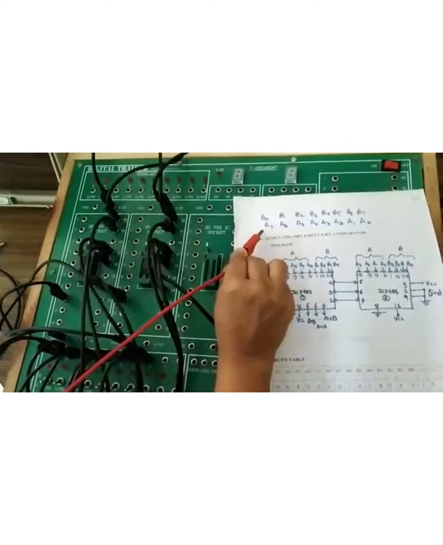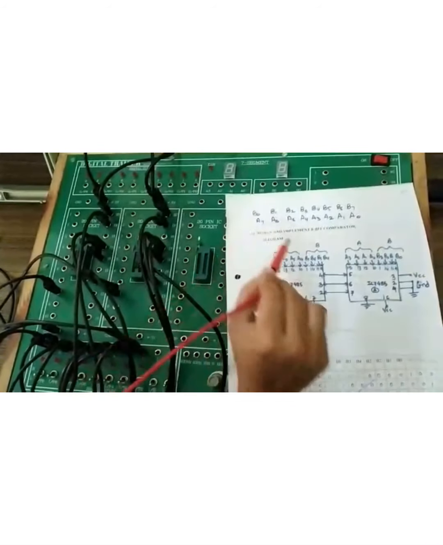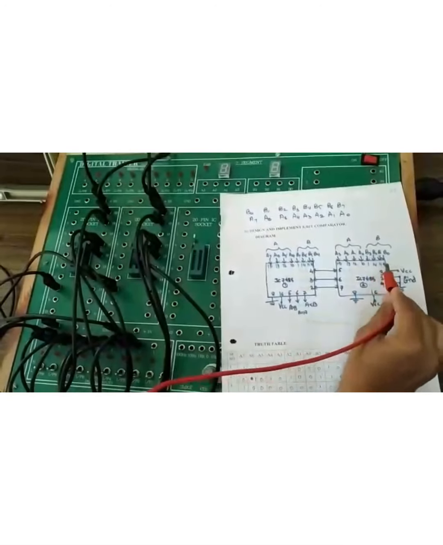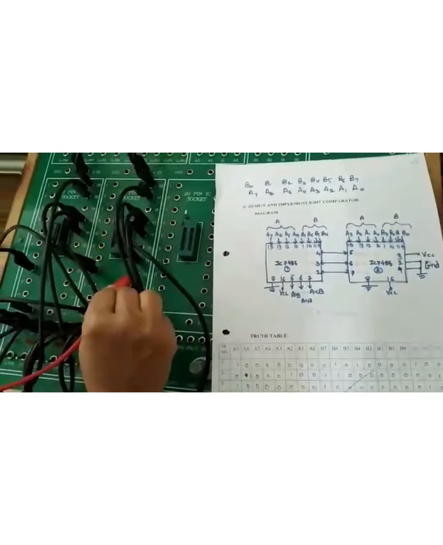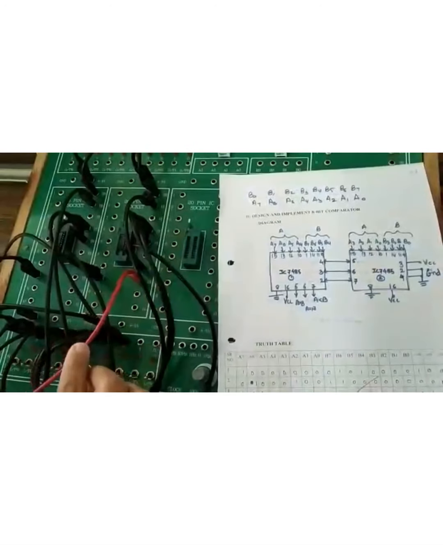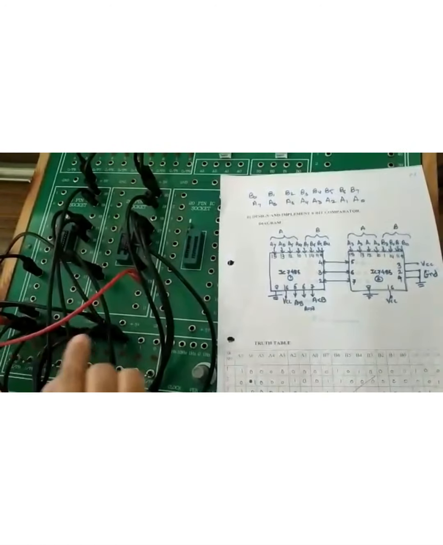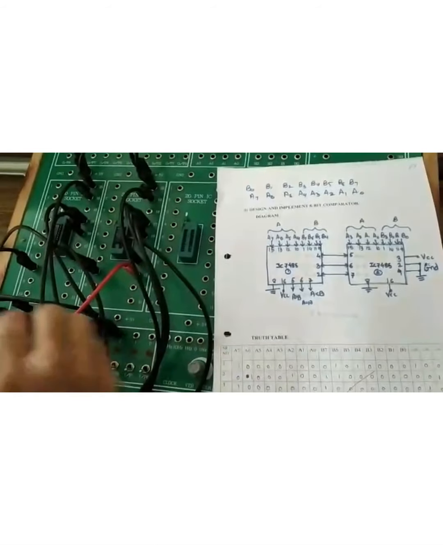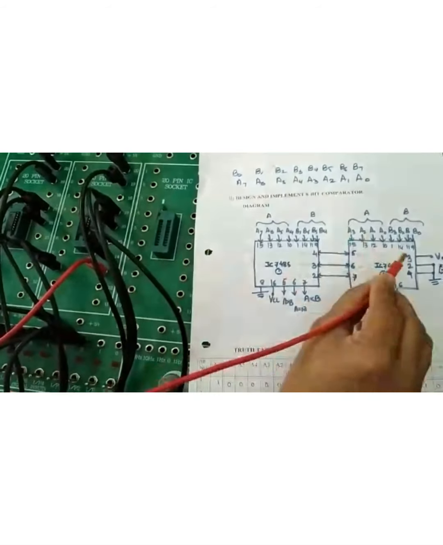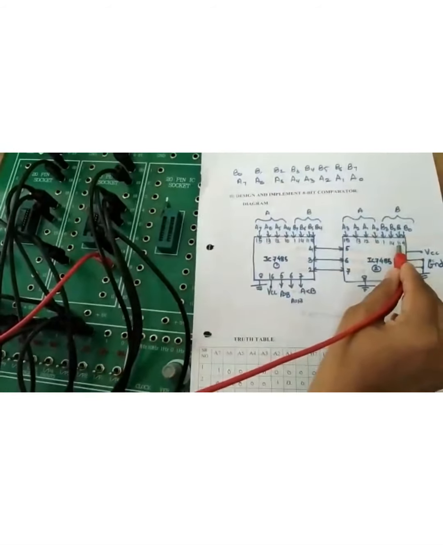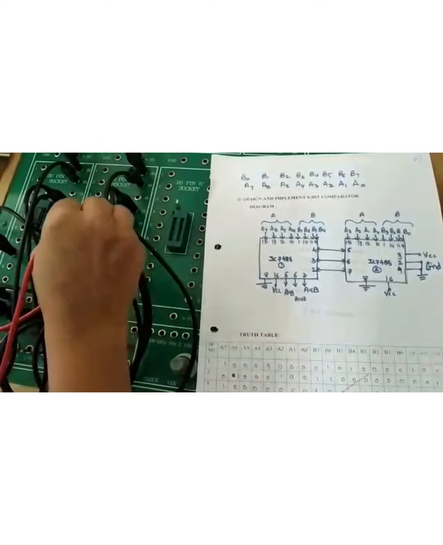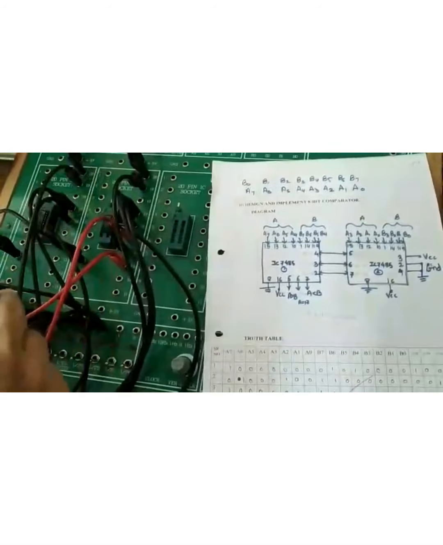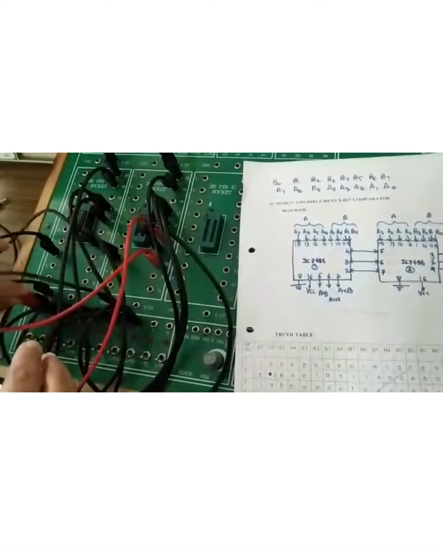Then pin number 1. According to this diagram, I have to overlap the B0 pin on A7. So B0, where is my B0? On the second IC, that is pin number 9. So my second IC's pin number 9 is connected here, overlapped on A7. Then next, B1 is overlapped on A6. So B1 is pin number 11 of the second IC. Pin number 8, 9, 10, this is 11. It's connected on A6.